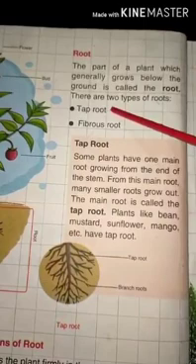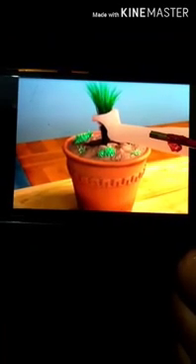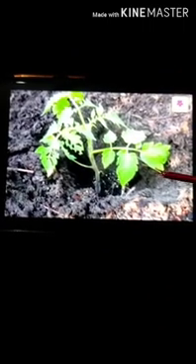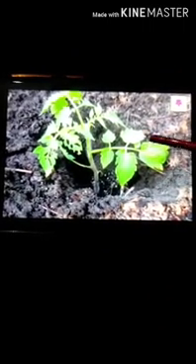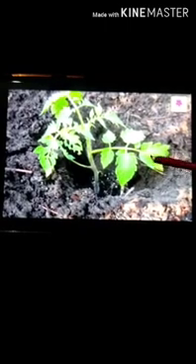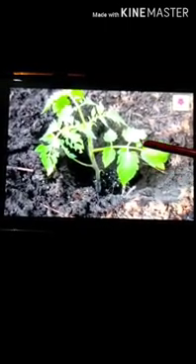Let's do one activity. You can also try this activity. Okay. So try to uproot a bunch of grass. You will find it difficult to do so. Do you know why? Because the root fixes plants to the soil. The roots of plants hold the soil together. This stops the soil from being washed away during heavy rains.